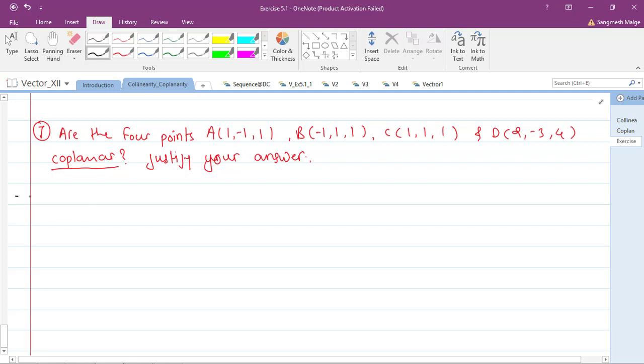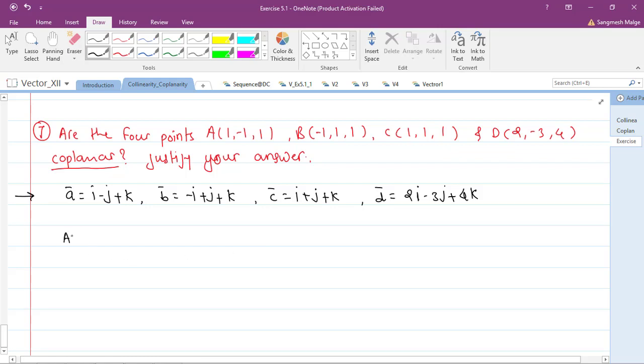First of all let's find out the position vectors of these points. A bar is equal to i minus j plus k. B bar is equal to minus i plus j plus k. C bar is equal to i plus j plus k, and D bar is equal to 2i minus 3j plus 4k. So these are the position vectors of points A, B, C and D. Now let's find out three vectors.